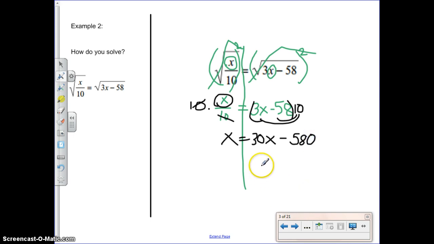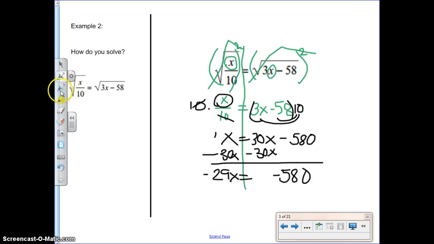And we need to get all the x's to one side, so I'm going to subtract 30x from both sides. And remember, this is like a 1x, so we have negative 29x equals negative 580. And finally, to get x alone, we need to divide by negative 29. And that means x equals 20.